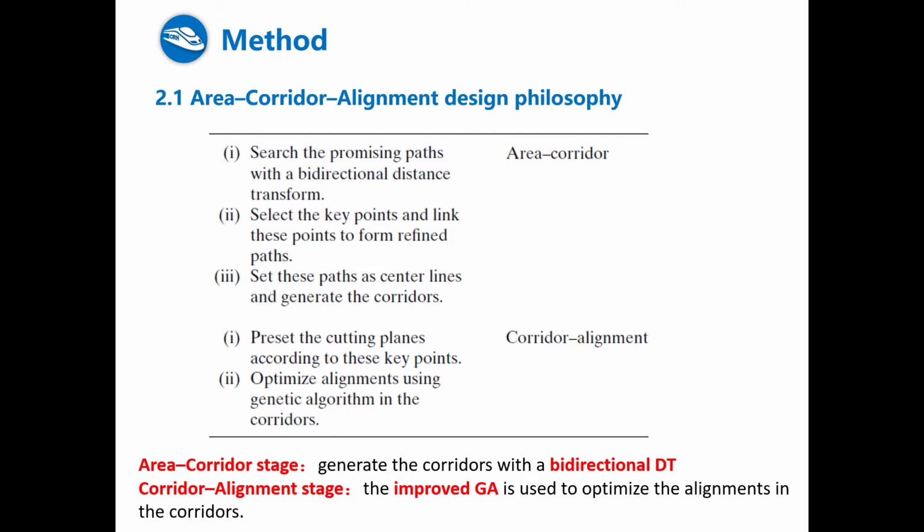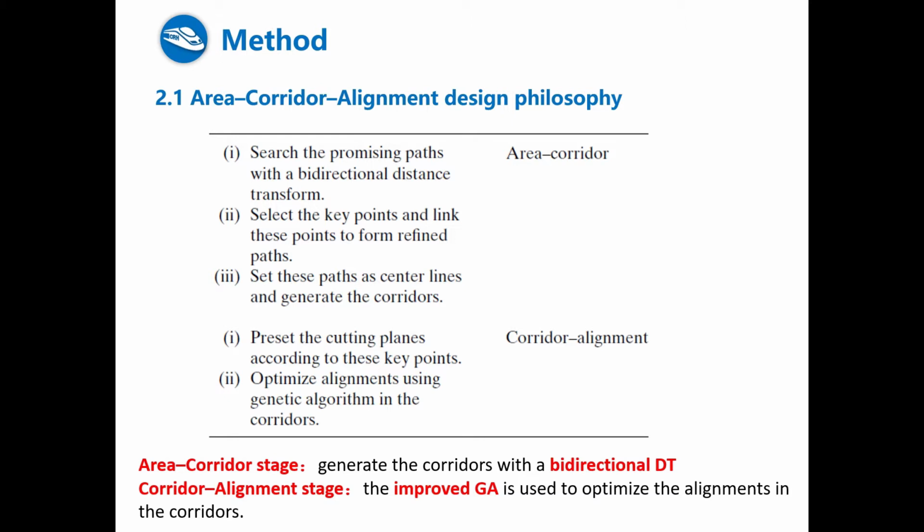And the most important part of this lesson is to introduce our optimization algorithm. Since the mountain railway alignment design is a very complex problem that's nearly impossible to be solved directly using just one method, we constructed a two-stage strategy for this problem.